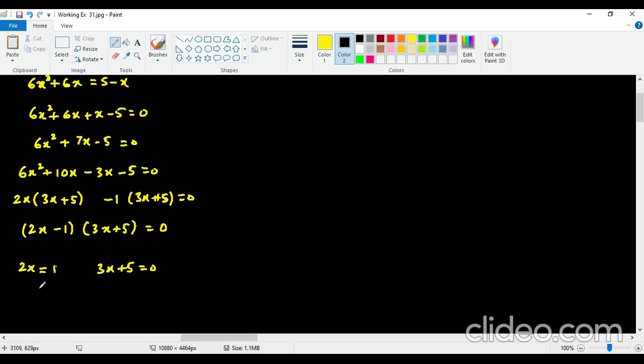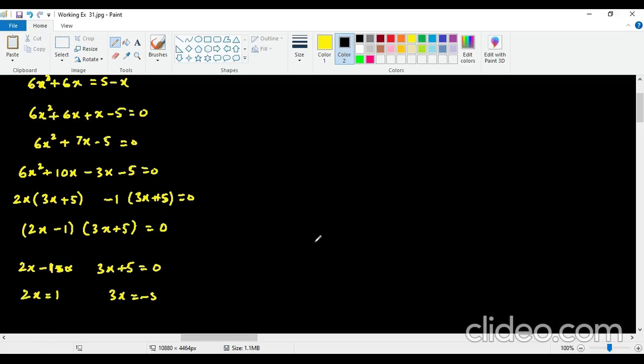So 2x minus 1 equals 0, and 3x plus 5 also equals 0. Or before that I should write 2x minus 1 equals 0. That means 2x is equal to 1, and 3x equals negative 5. So this is how you change this equation, making it 2x equals 1 over 2, and 3x is equal to minus 5 over 3.